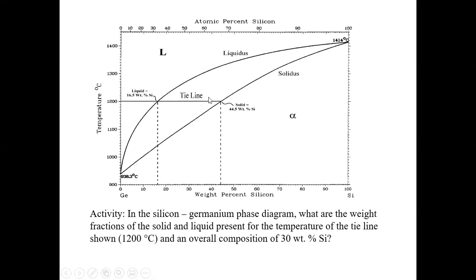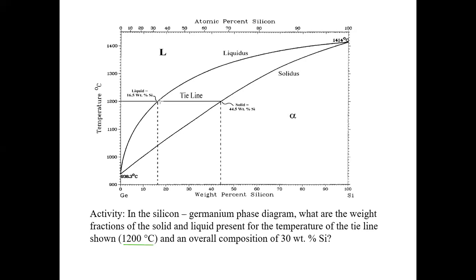So if I give you this phase diagram and ask you to compute what is the fraction of the liquid and solid phase associated with this temperature, 1,200 degrees Celsius and 30 weight percent of silicon, how would you do that? It's very straightforward, right? So basically what we do is you first find this tie line, I already give you this.